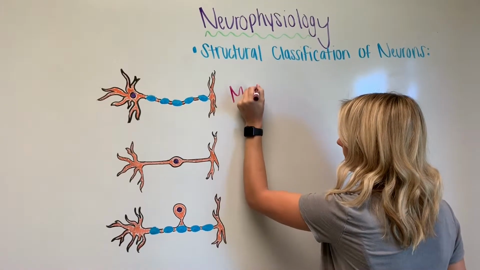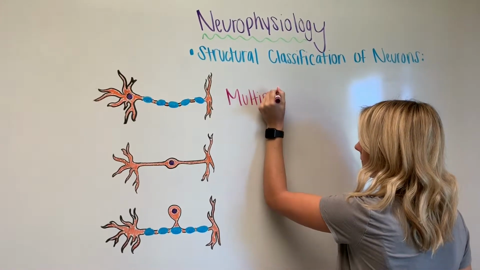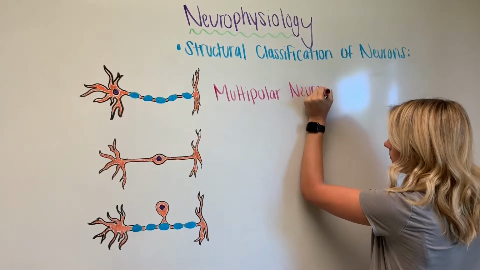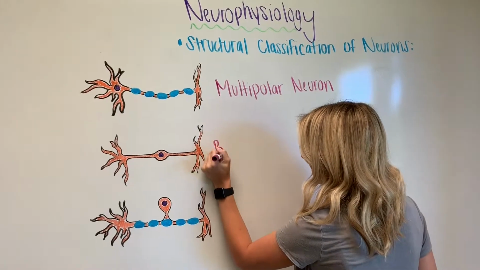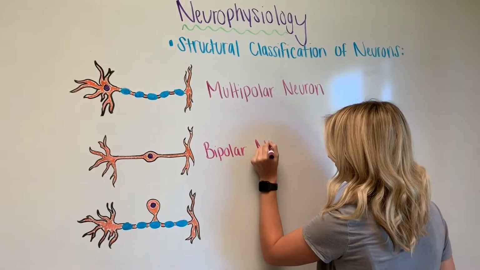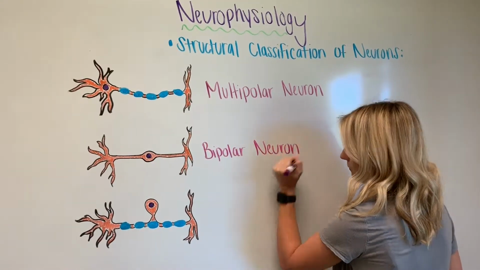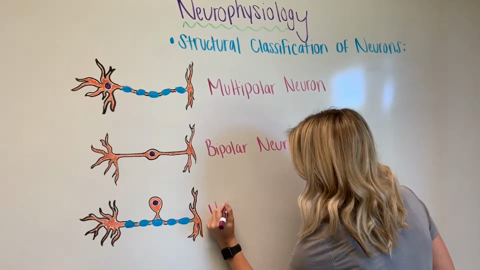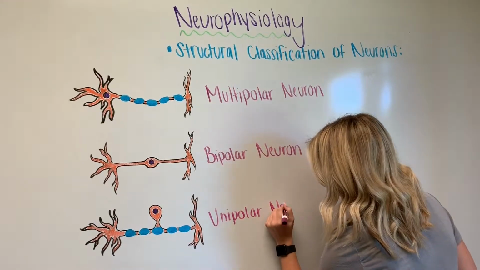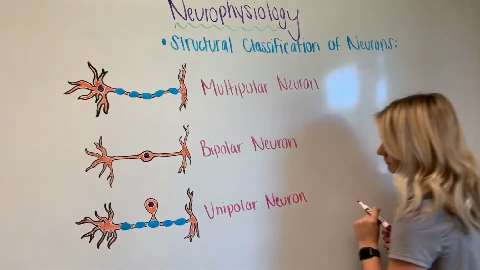Next, we have the structural classification of neurons. These are divided into three different types of neurons. The first is multipolar neurons, which have more than two processes sticking out of the cell body. The next one is bipolar neurons, which have two processes that stick out of the cell body. Lastly, we have the unipolar neuron, which only has one process that sticks out of the cell body.